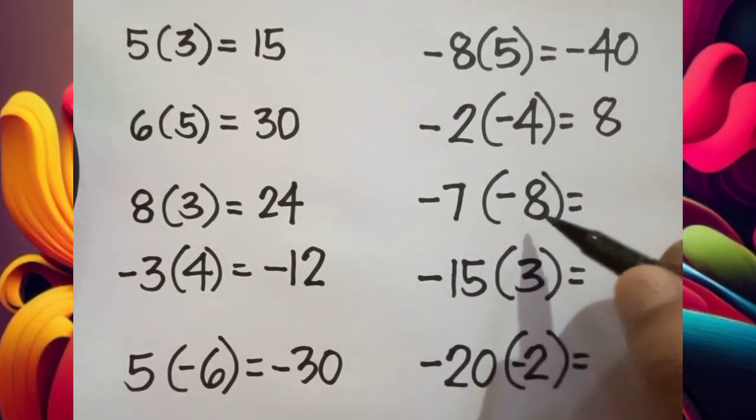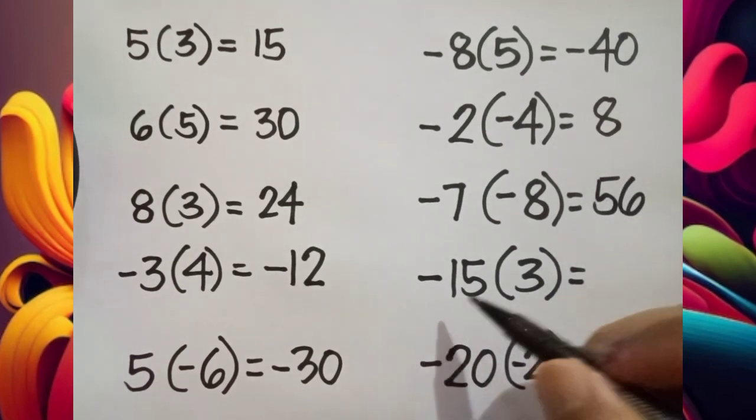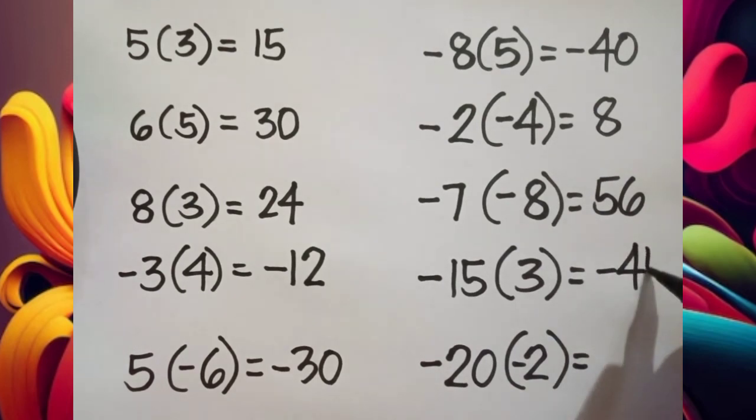Negative 7 times negative 8, that is equal to 56. Negative 15 times 3, that is equal to negative 45. Negative 20 times negative 2, that is positive 40.